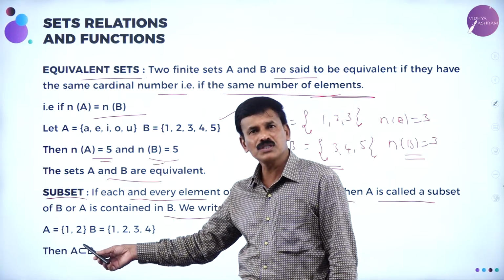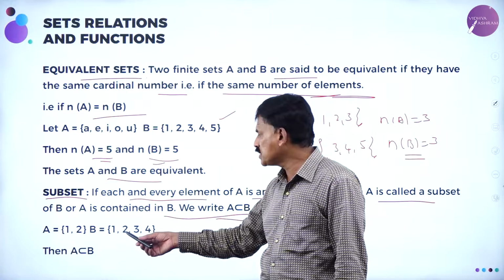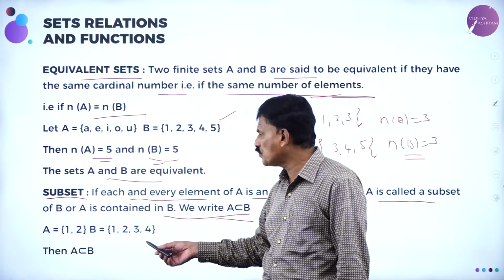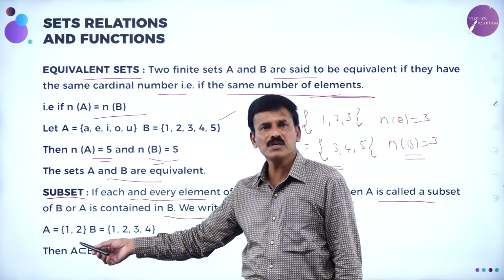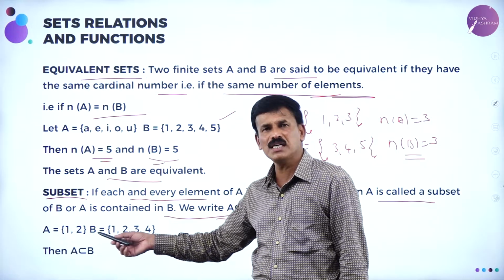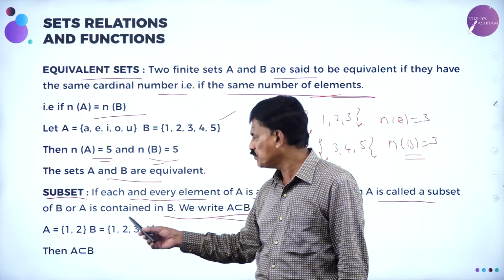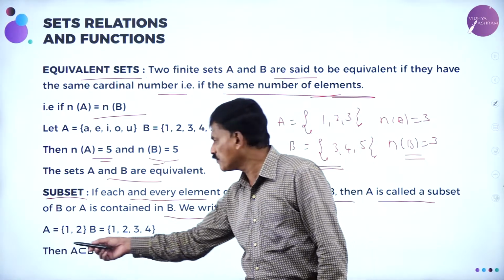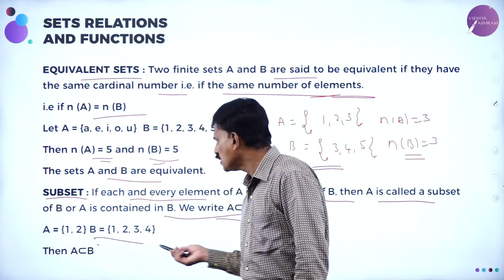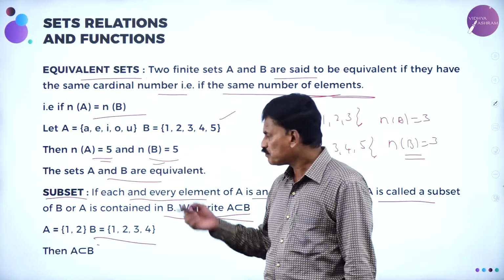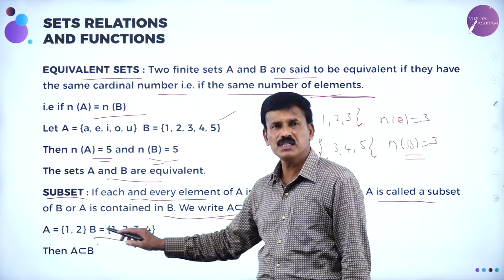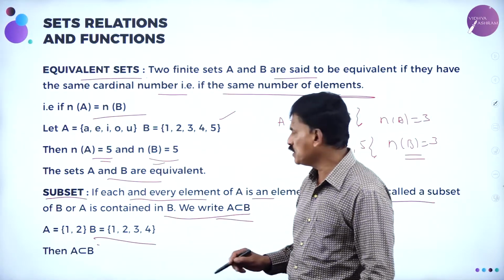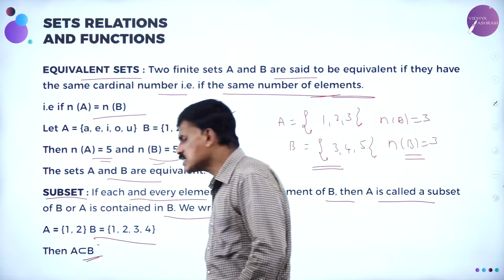If A is equal to {1, 2} and B is equal to {1, 2, 3, 4}, then A is a subset of B, because all the elements of A are elements of set B. A contains 1, 2; B contains 1, 2. Therefore, A is a subset of B. All the elements of set A are elements of set B, then A is called a subset of B and it is denoted as A ⊂ B.